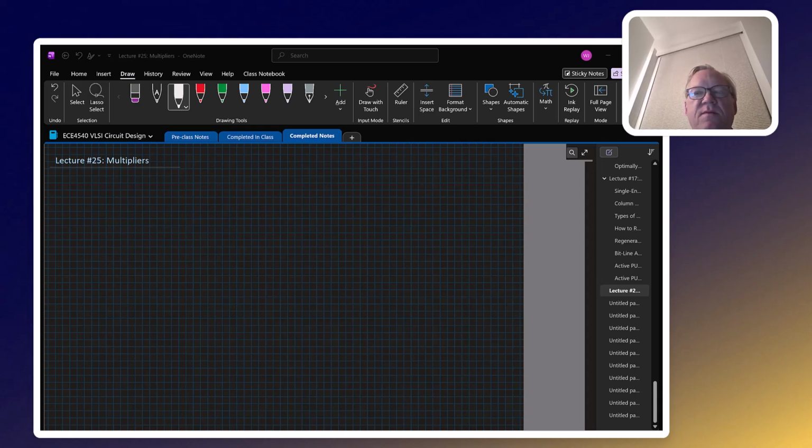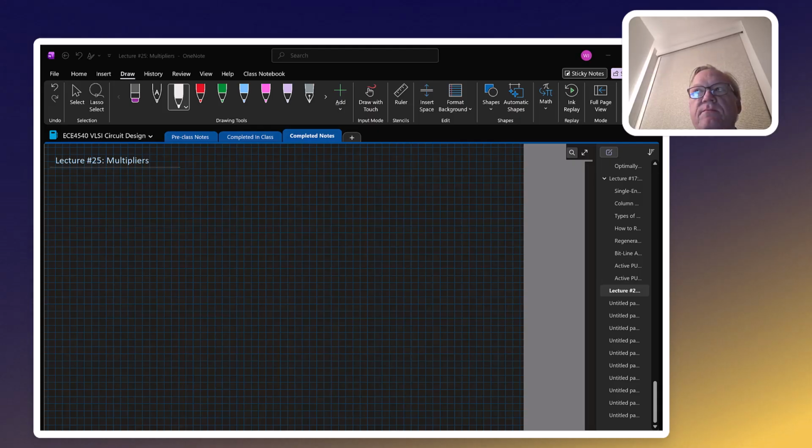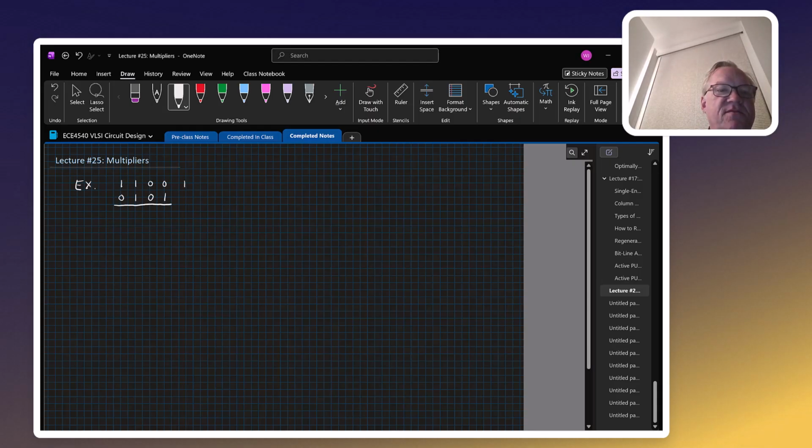Okay, today we're going to talk about multipliers. So first, let's look at an example of a multiplier in digital logic. All right, so here I'm going to multiply the numbers 12, represented as a binary number, times 5. Now the top number is called the multiplicand and the bottom number is called the multiplier.